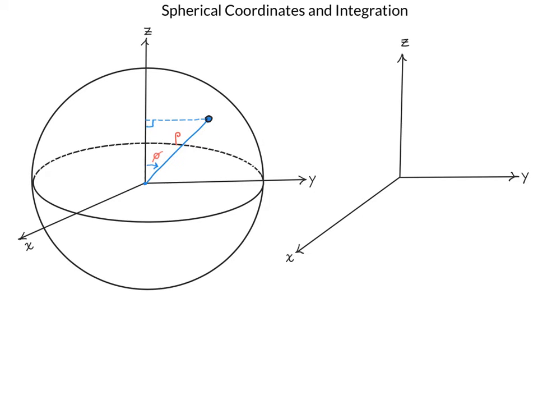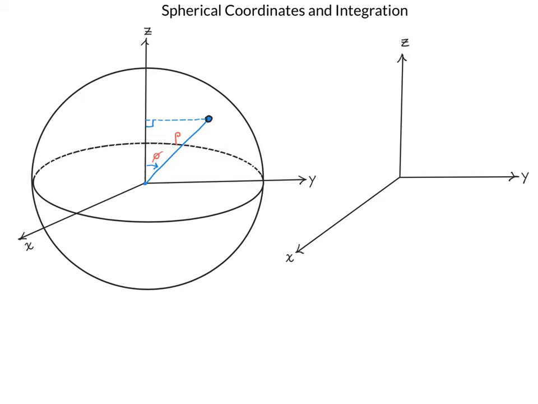So let's think about what we've done here so far. We started at the origin. We could say we start by moving up the z-axis a distance rho and then rotating out an angle phi.